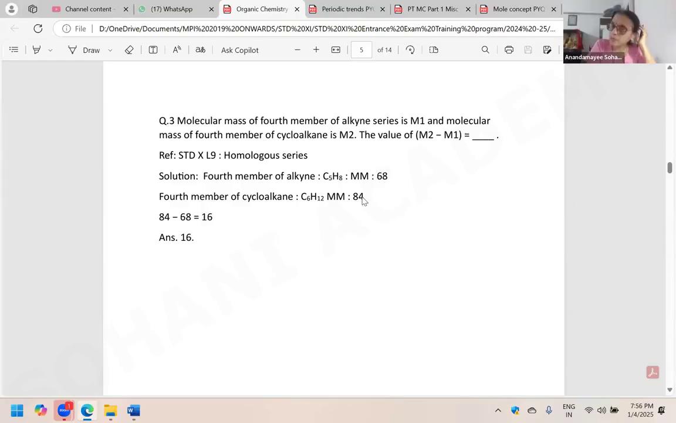I'll check both. If there's a mistake, I'll definitely correct it. I'll inform ma'am at the institute also that the answer key needs to be corrected. Yes, ma'am. Okay.